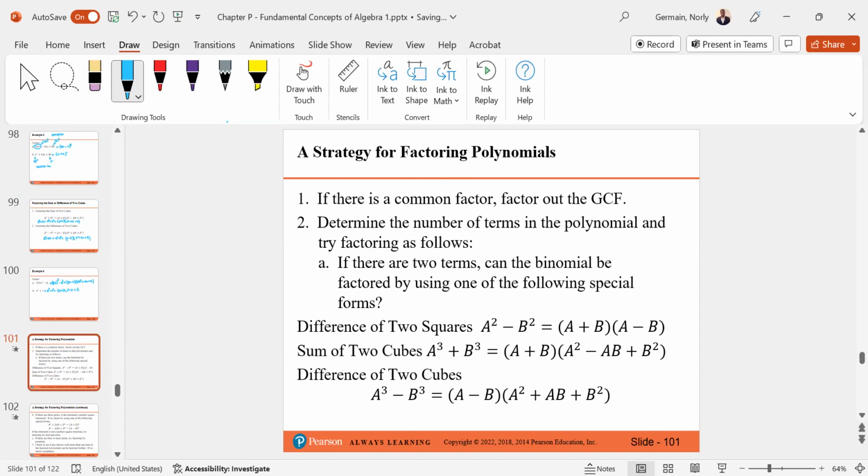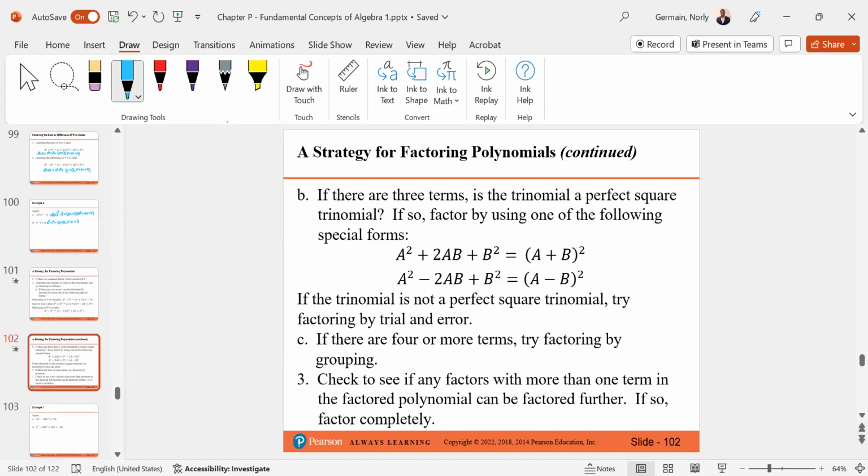All right. So a strategy for factoring a polynomial: if there is a common factor, factor out the GCF. Okay? Identify the greatest common factor and factor it out. Determine the number of terms in the polynomial and try factoring. If there are two terms, can the binomial be factored by using one of the following special forms? The difference of two squares, we covered that. Sum of two cubes, we covered that. Difference of two cubes, we covered that. You see, you can use those to factor. There is always a parenthesis when you factor, all right?